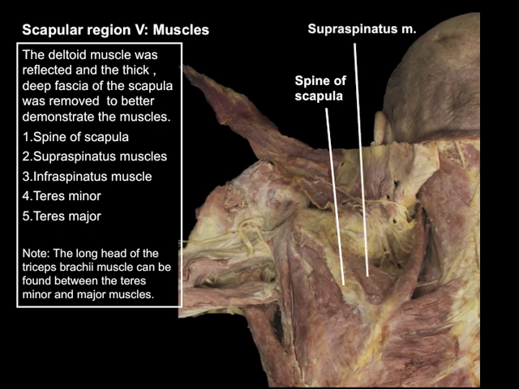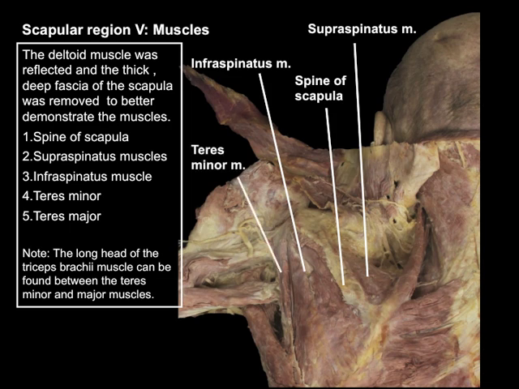The supraspinatus muscle is located above the spine of the scapula, whereas the infraspinatus muscle is located below the spine. The teres minor muscle is located just inferior to the infraspinatus muscle, and the teres major muscle just below that. The reason the teres minor and major muscles are called teres is that teres in Latin means round. Thus, the teres minor is a small round muscle and the teres major is a large round muscle.